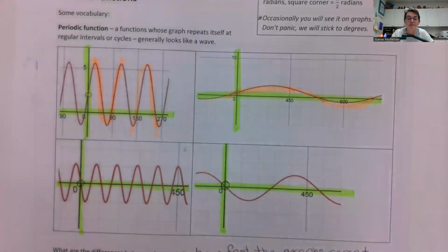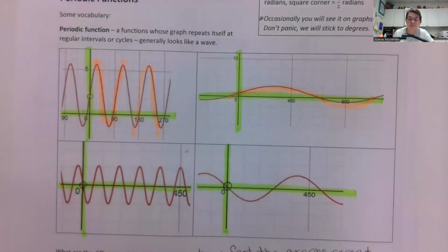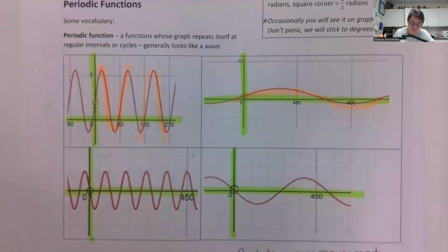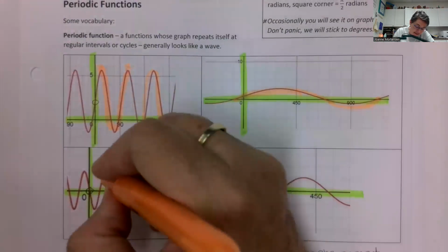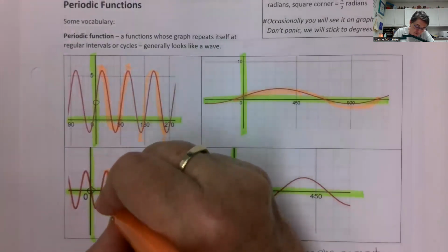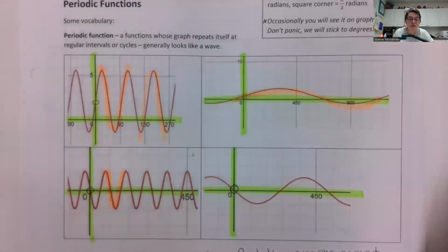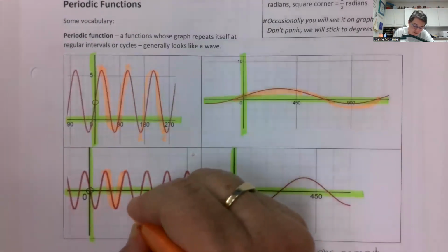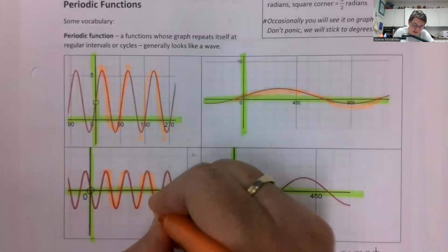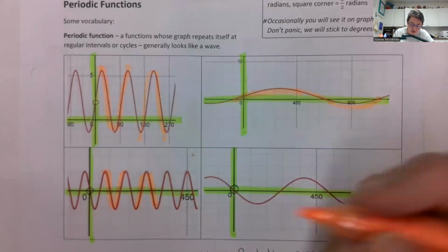All right, so why am I doing it? How about you try? Trace out one period on these last 2 graphs. All right, I'm going to be lazy. Maximum to maximum. Boom, there's one. Maybe you went like this. Same thing. You could be a wild person.